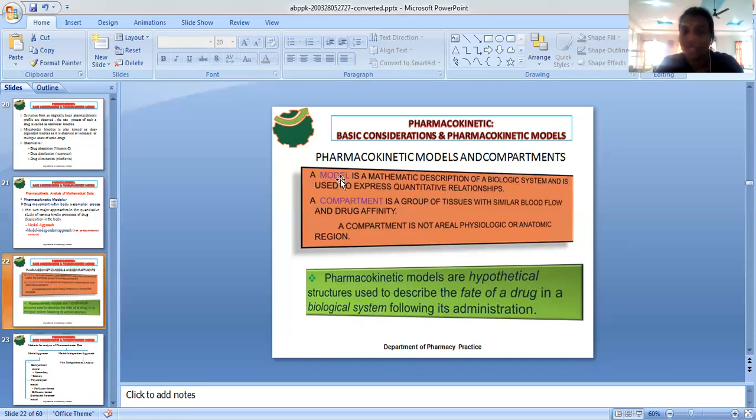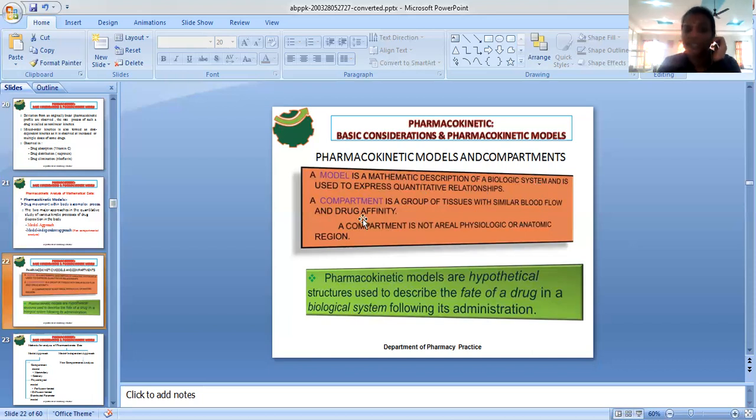That means a model is a mathematical description of a biological system. For each and every process, some mathematical terms can be used: t half has one formula, clearance one formula, AUC one formula. Like that, for each and every term, each and every process, each pharmacokinetic parameter, once the drug movement takes place in our biological system, the quantitative relationship can be better explained by a mathematical description of the biological system, which is said to be the model. Simply, it is the mathematical term used for the quantitative relationship.